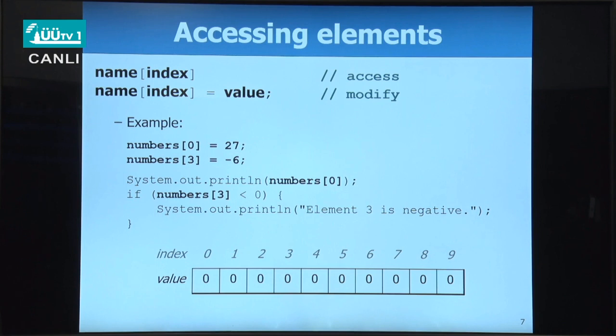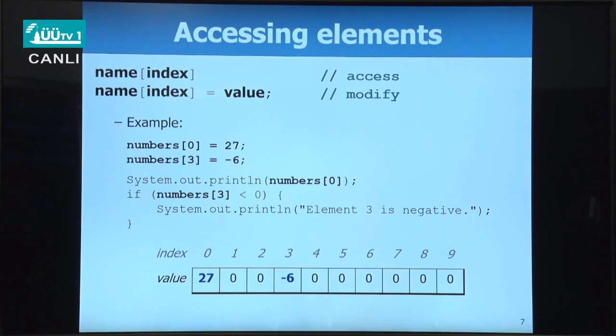The second thing we need to do is assign values to our array. Okay. In this example over here, for example, we have numbers[0] is 27. This means that the zeroth index of this array is going to be 27. Then we have numbers[3] is equal to -6, which means that the third index of this array is going to be a -6. Okay, so then we have System.out.println numbers[0]. This means that go to the array, retrieve the information that is in the zeroth index, then print it on the screen. Then we check if numbers[3] is less than 0, we print element 3 is negative.